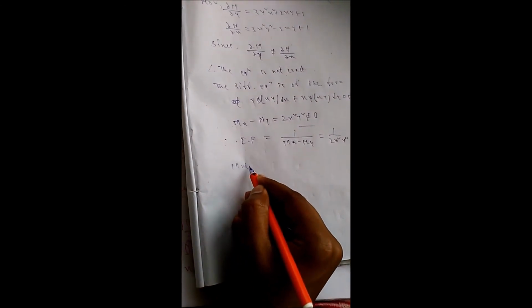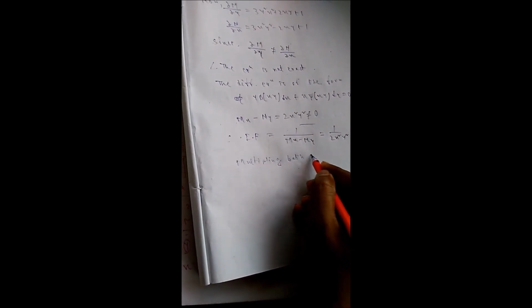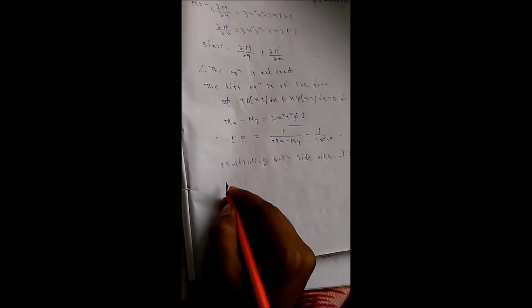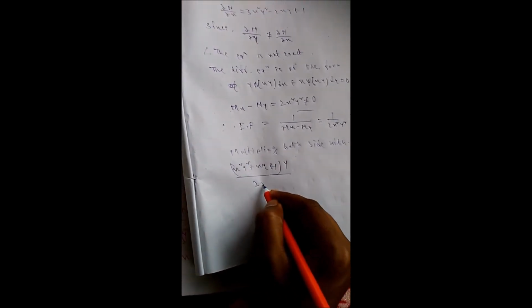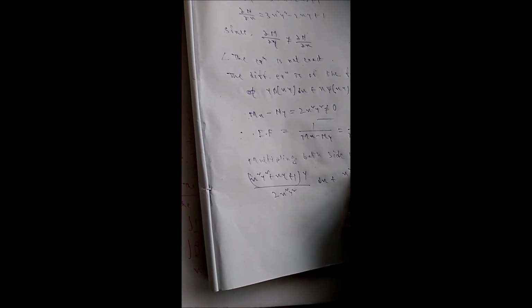Multiplying both sides by the integrating factor, we get (x²y² + xy + 1) y/(2x²y²) dx + (x²y² − xy + 1) x/(2x²y²) dy = 0, or by simplifying, (y/2 + 1/(2x) + 1/(2x²y)) dx + (x/2 − 1/(2y) + 1/(2xy²)) dy = 0. It is an exact equation.